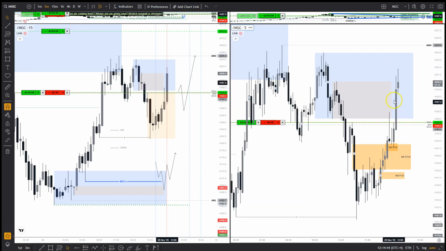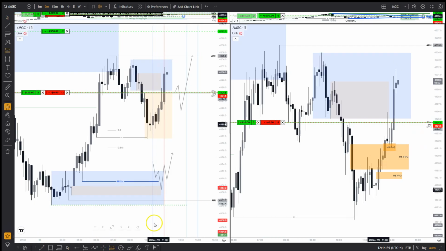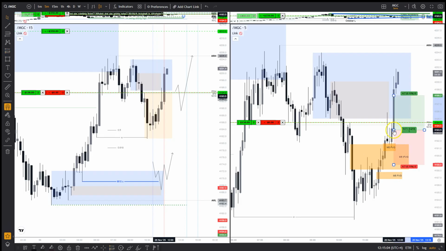And I opened the position with the stop loss below this M5 fair value gap, which was moved to break even now. And yes, here we are. I'm gonna mark it as this. Okay, so that was the initial open.